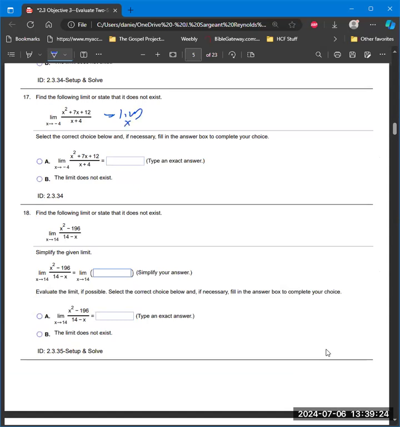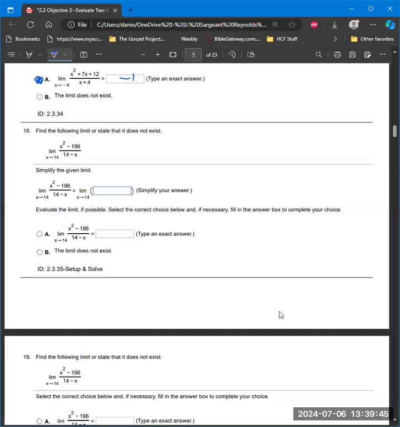Limit as x approaches negative 4, x plus 4, x plus 3, x plus 4. It's going to be negative 4 plus 3, which is negative 1. This is a negative limit.